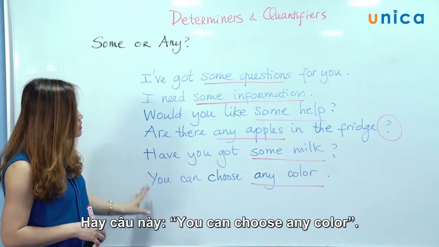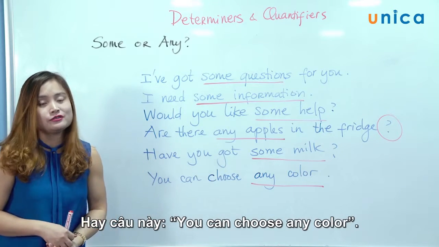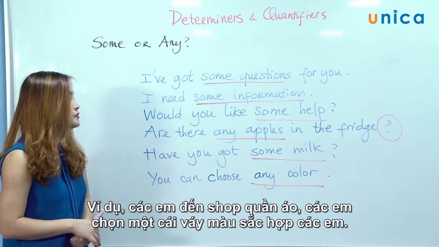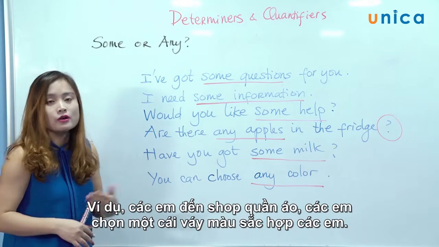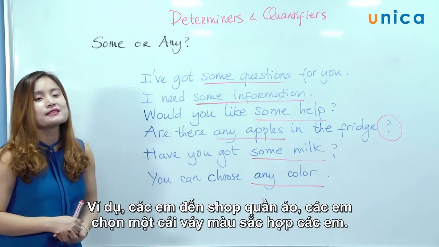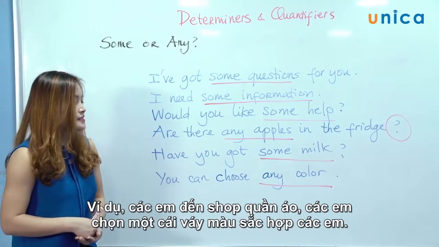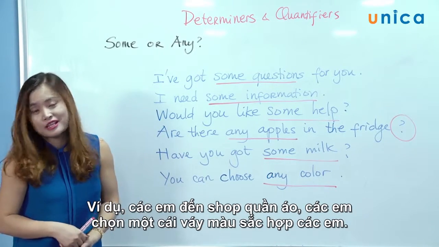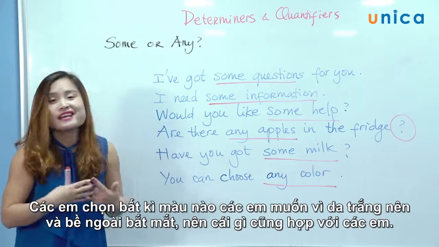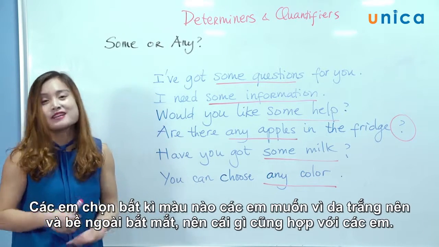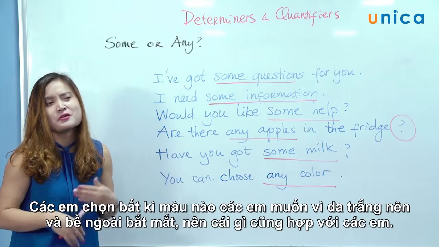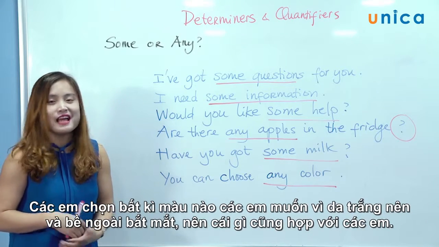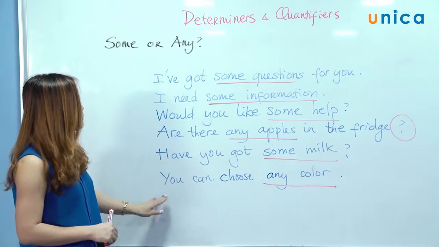Or this one, you can choose any color you want. So for example, you go to a clothing shop and you're choosing a dress. So all the colors look good on you. So you can choose any color you want because you have a white skin and a very attractive appearance. So anything suits you. Okay?